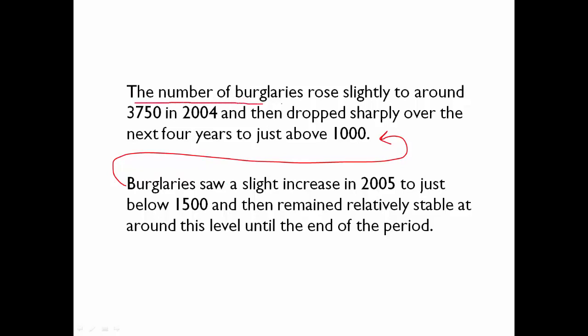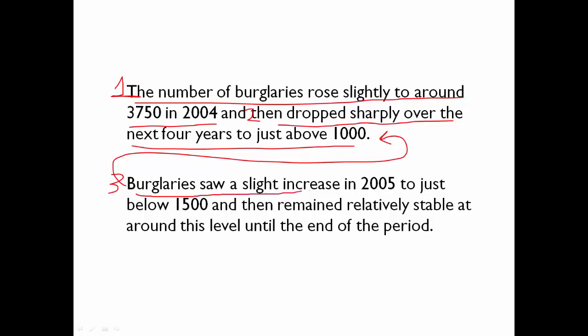So the number of burglaries rose slightly to around 3,750 in 2004. So this is our first thing that we talk about. And then, this is our second thing. Then it dropped sharply over the next 4 years to just above 1,000. So that's our second thing that we're talking about. Then the third thing, burglaries saw a slight increase in 2005 to just below 1,500. And then the last thing that we're going to look at is that it remained relatively stable at around this level until the end of the period.